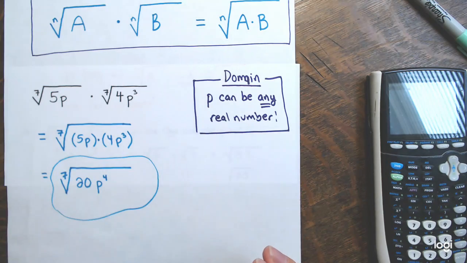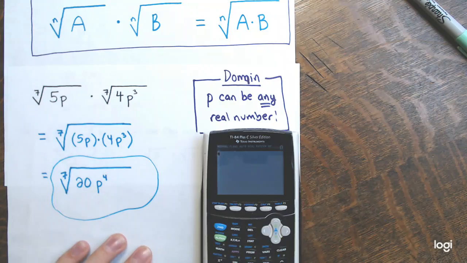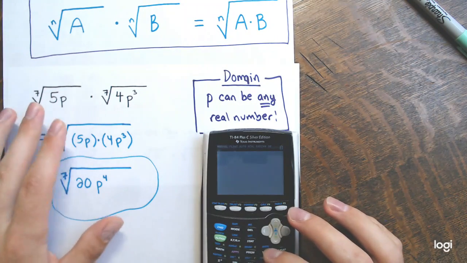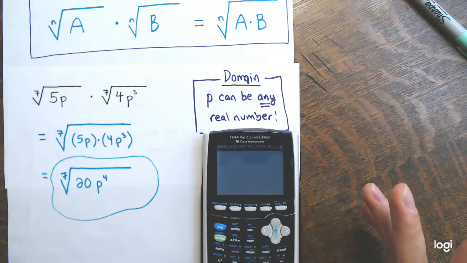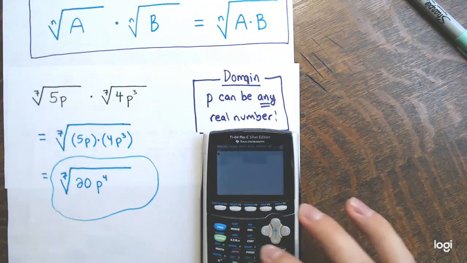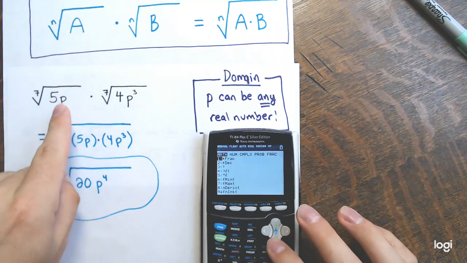no matter what I plug in for p this time, right? P can be anything. So off to the side on the calculator, how about let's plug in a negative number this time for p, because you can. How about I plug in -3 for p? Why not?